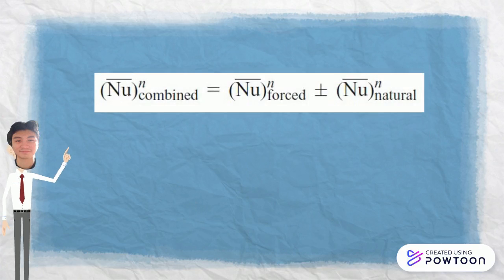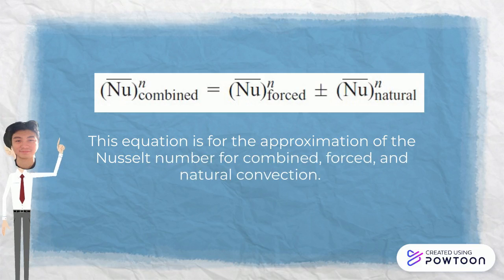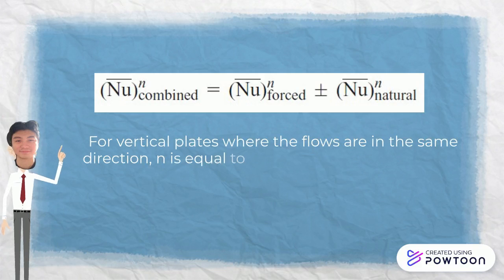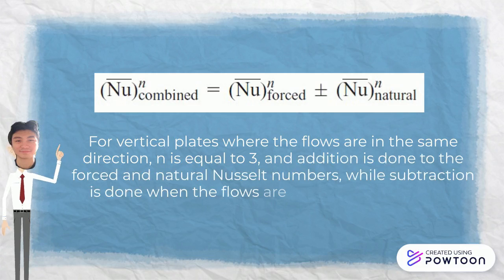And finally, this equation is for the approximation of the Nusselt number for combined forced and natural convection. For vertical plates, where the flows are in the same direction, n is equal to 3, and addition is done to the forced and natural Nusselt numbers, while subtraction is done when the flows are in opposite directions.